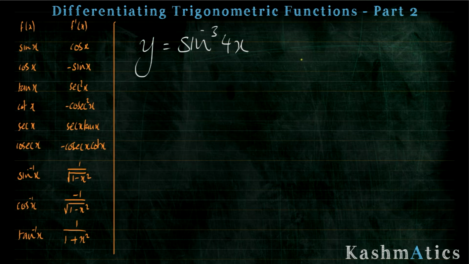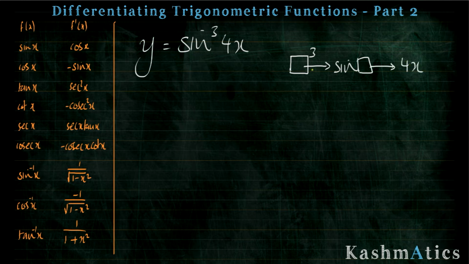Okay, let's have a look at this one then. Now we've got 3 functions here. We've got x being multiplied by 4, and then we're taking the sine of that function and then we're cubing it. Now the way I like to think about it is like this. Ultimately we've got something cubed, and that is the sine of something, and that something is 4x.